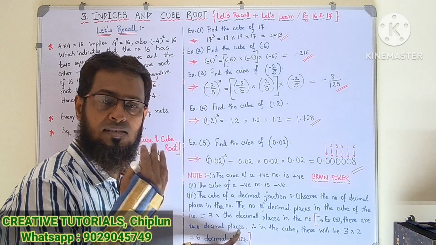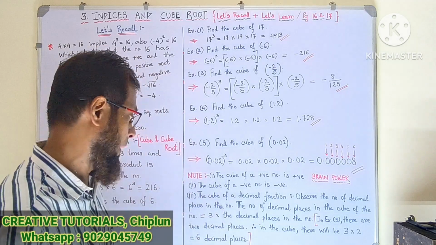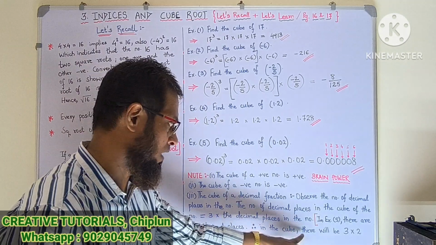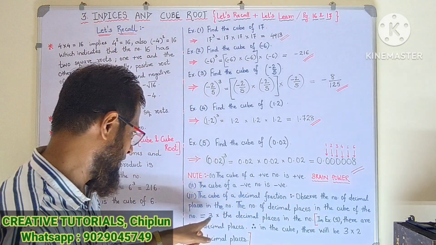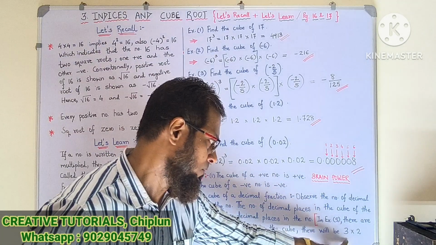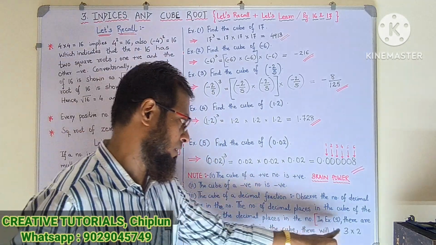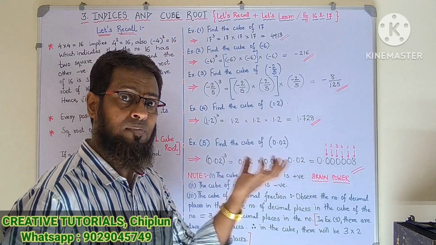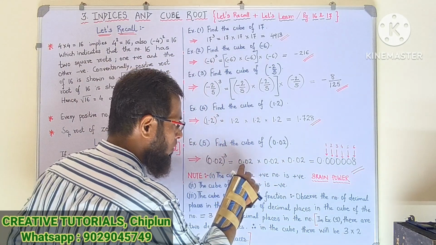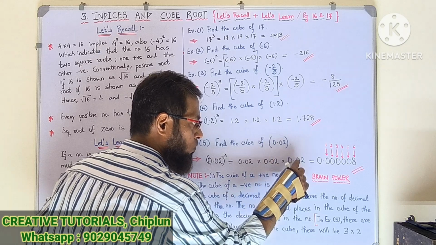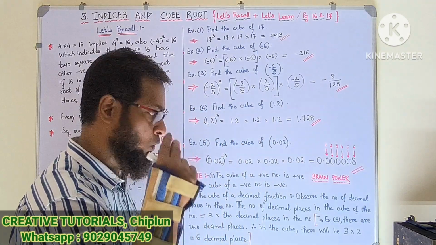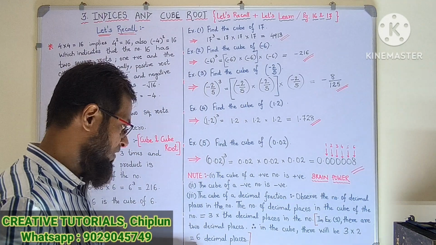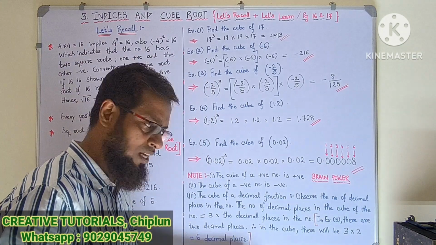So if we have 2 decimal places, then in the cube, what will there be? What is our rule? Look, 3 multiplied by the decimal places in the number. Now how many decimal places are there? 2. See, 1 2, 1 2, 1 2, so the decimal places are 2. So 3 and 2 multiplied gives the answer 6. So we have 6 decimal places.